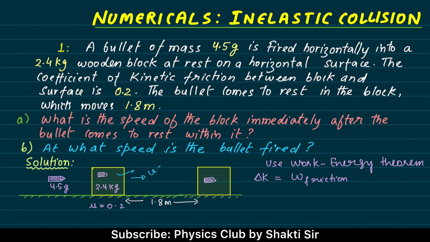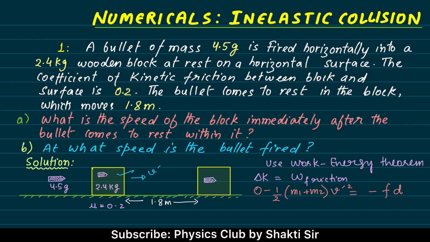The change in kinetic energy: the final kinetic energy is 0, and the initial kinetic energy we can write as half of (m1 plus m2) v dash square, that is the mass of bullet and block. This is the initial kinetic energy. It equals the work done. You can see the work done by the friction is negative, so negative friction multiplied by the displacement, which is 1.8 meter. This is our equation.